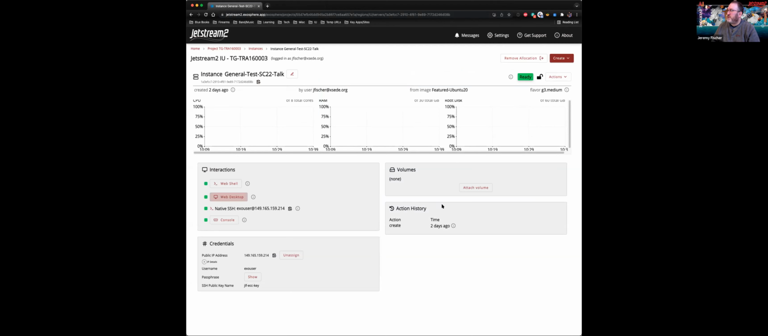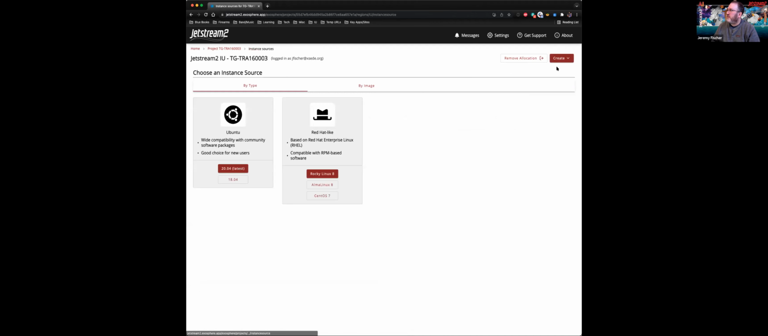Again, there's basically just some information about it. You can attach a volume if you need additional storage space. It tells you a little bit about what's been going on with your instance, et cetera. But one of the things I wanted to show you was creating an instance.